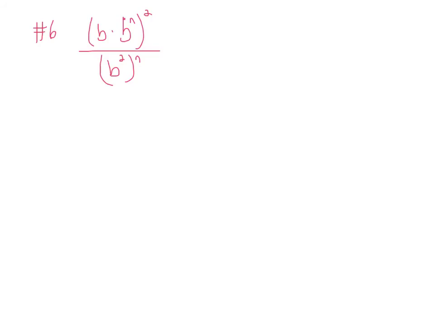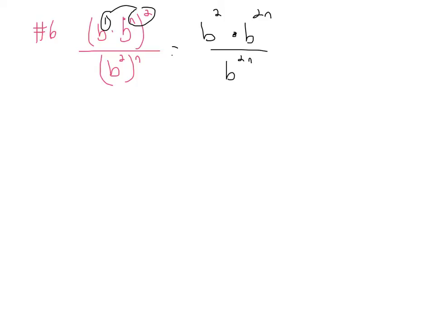Okay, now what can we do with this one? Clean this up the best that you can. So we have b to the first power times b to the n power, the whole thing squared, over b to the 2n power. Well, on top, both the b and b to the n are being squared. So multiply the powers. B squared, that came from 1 times 2. And n times 2, that's really just b to the 2n power. Okay, easy enough. All right, now what about this? The bottom is just also b to the 2n power.